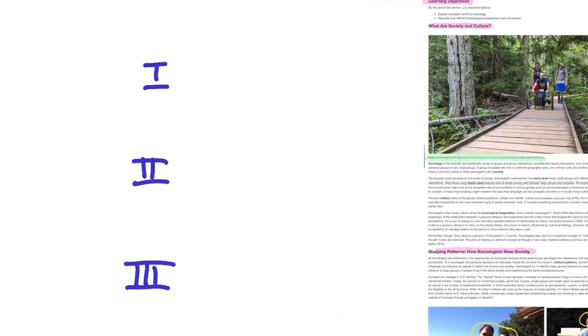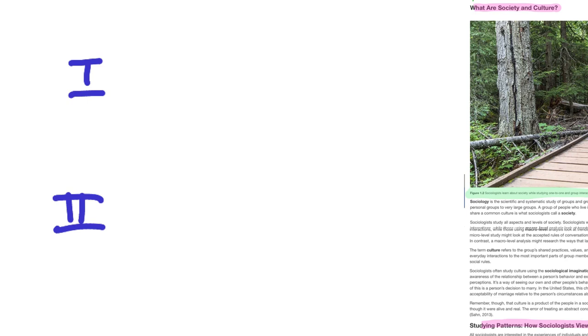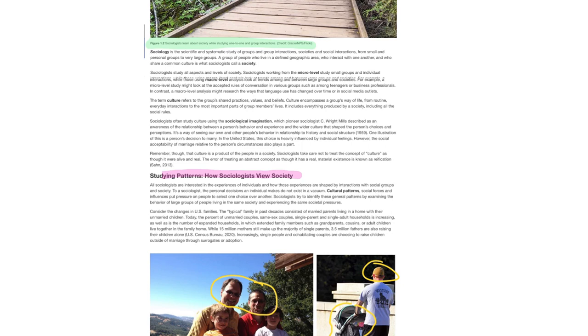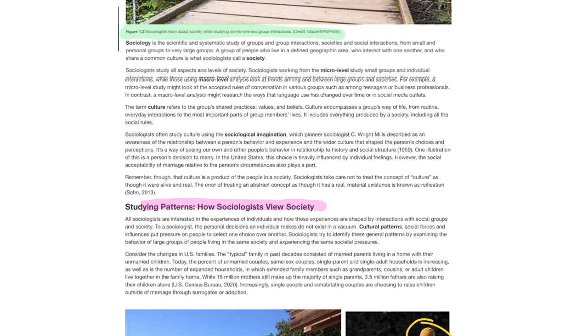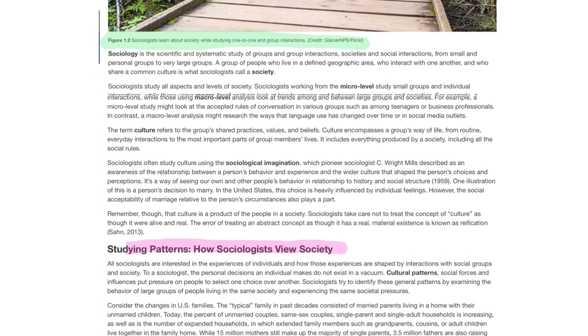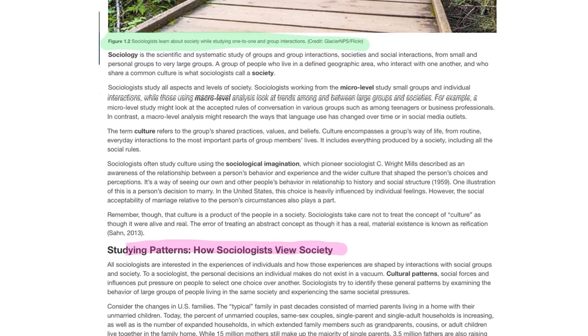So let's just zoom in a little. Roman numeral 1, what are society and culture? Now, to make an outline useful, it's not enough to just copy the same words. I need to get into the paragraphs underneath it. I need to understand what's the answer to that question. What is it? Well, let's see. A group of people who live in an area are called a society. Okay, there's one definition.